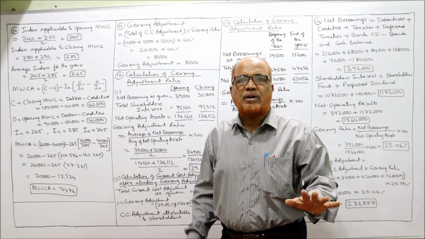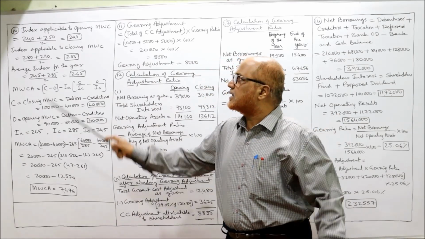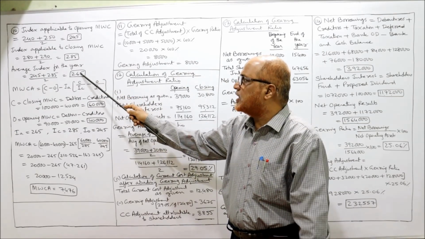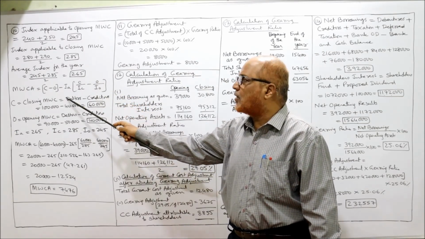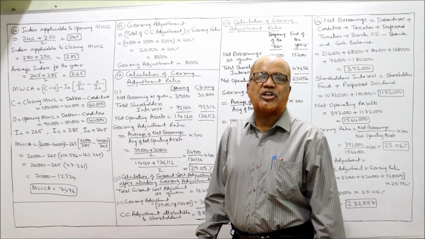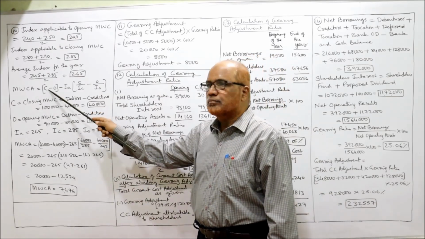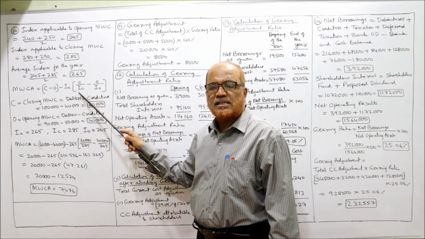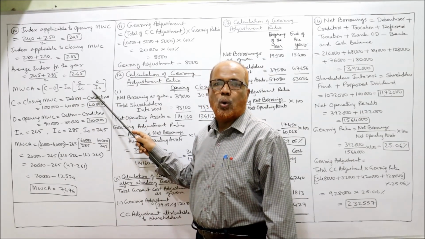Now we have 3 index numbers. Opening index 245, closing index 285, average index 265. And we already know the formula for MWCA, monetary working capital adjustment: (C minus O) minus IA, (C by IC minus O by IO).